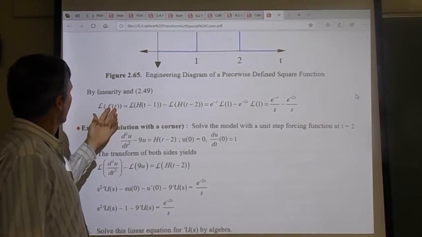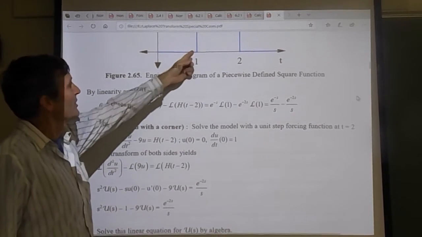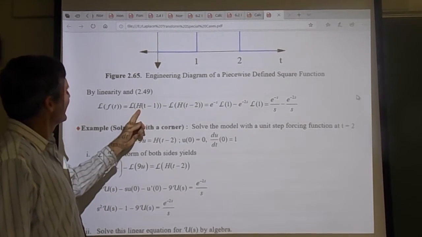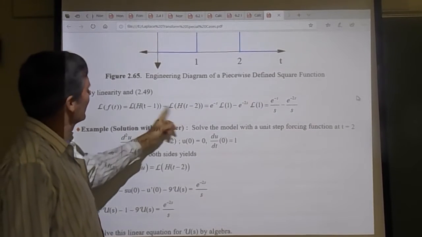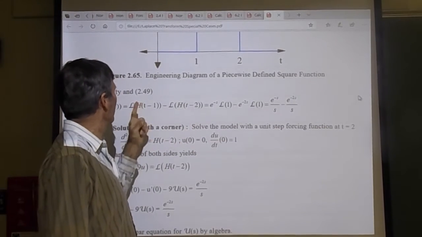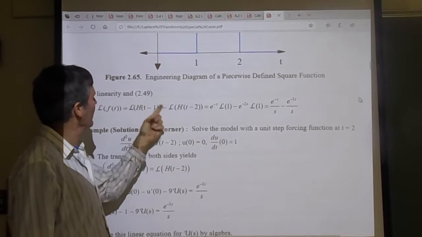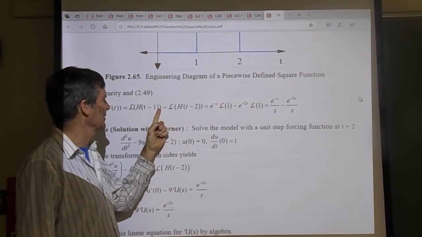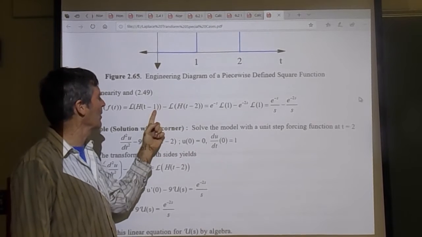So I take the Laplace transform of this strange function, this square function here, h of t minus 1 minus h of t minus 2. The Laplace transform of the difference is the difference of the transforms, but we know this one. All right, what's the Laplace transform of h of t minus 1? I'm not multiplying anything this time. Yes, I am. I'm multiplying 1.